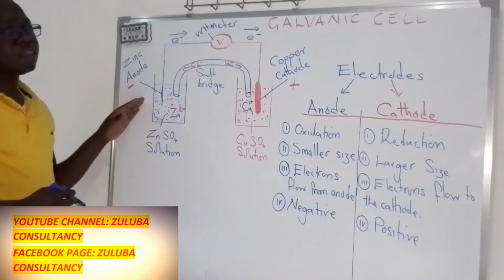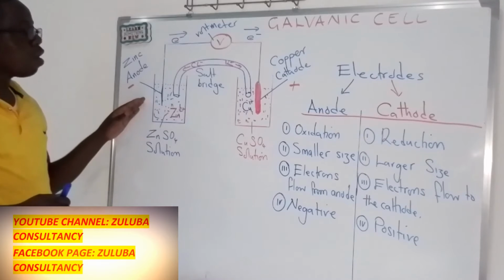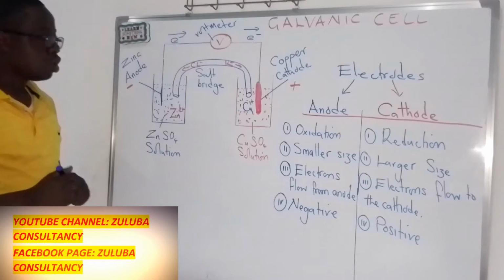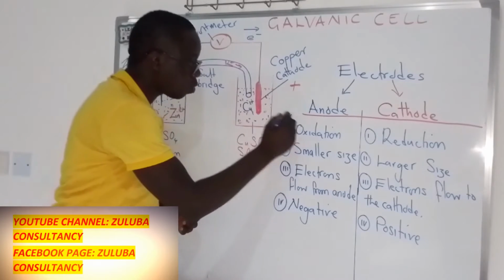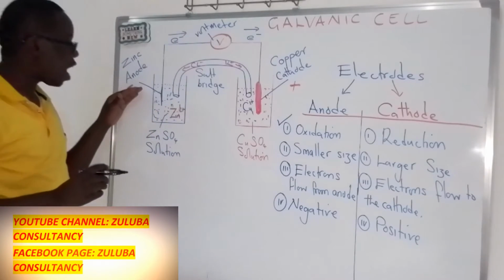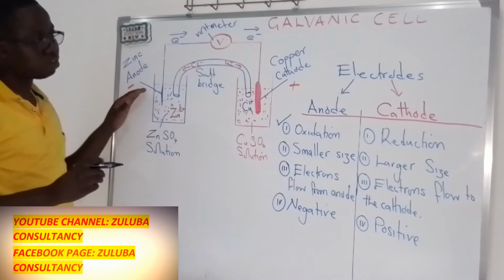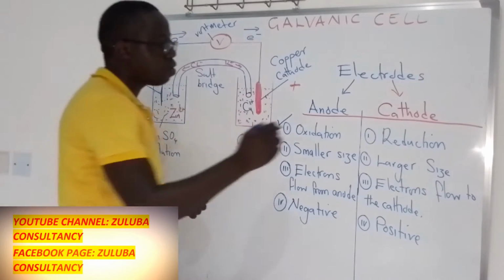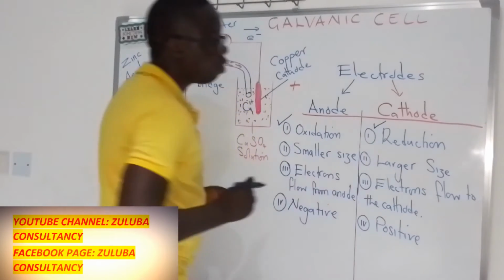The anode, that is where we find oxidation taking place. So oxidation takes place on the anode of the galvanic cell, while on the cathode of the galvanic cell, that's where you find reduction.